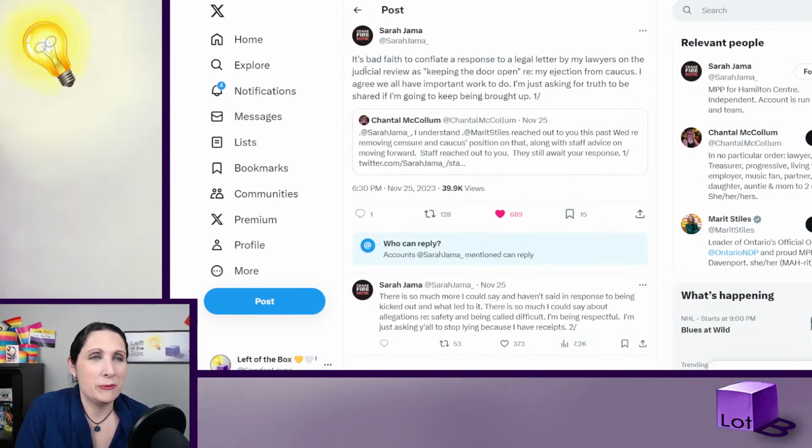And then Sarah had to respond saying, it's bad faith to conflate a response to a legal letter by my lawyer on the judicial review as keeping the doors open. Read my ejection from caucus. I agree. We all have important work to do. I'm just asking for the truth to be shared if I'm going to keep being brought up.